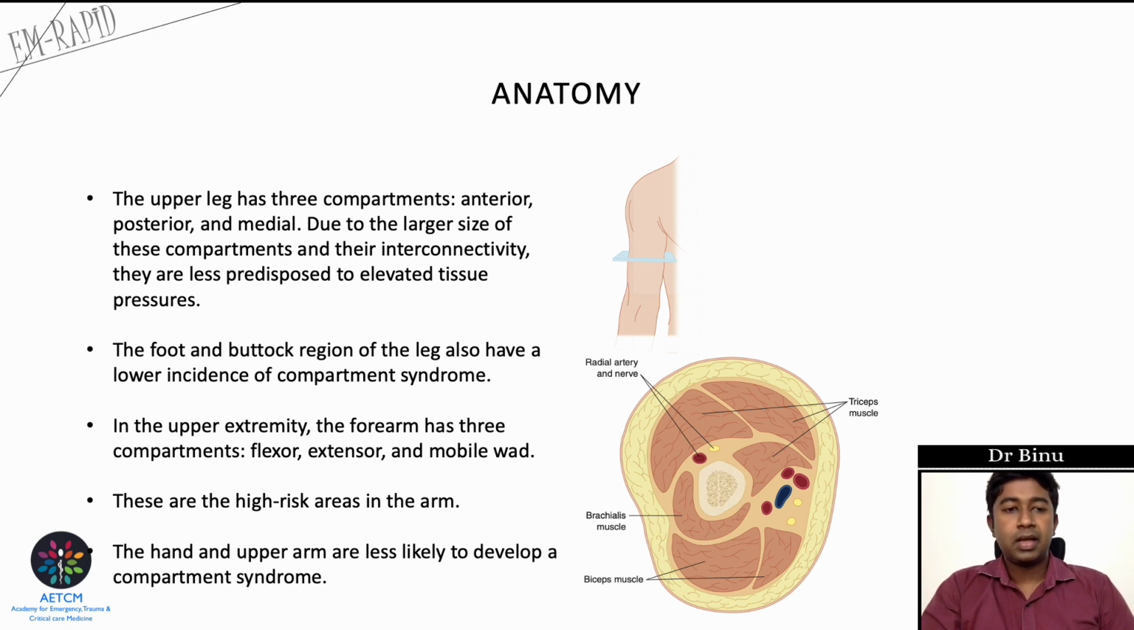And in the upper extremity, the forearm has 3 compartments: flexor, extensor, and mobile wad, and these are at higher risk in the arm. The hand and the upper arm are less likely to develop a compartment syndrome.